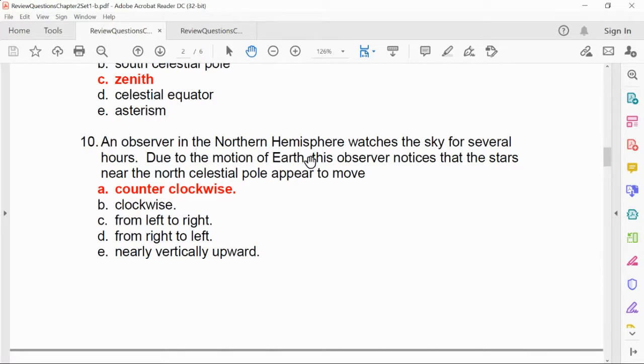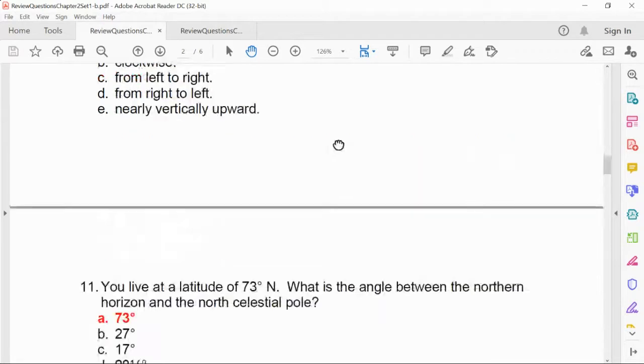An observer in the northern hemisphere watches the sky for several hours. Due to the motion of Earth, this observer notes that the stars near the North Celestial Pole will appear to move counterclockwise. Remember, we discussed this in the last lecture. We talked about clockwise, counterclockwise. So during the night, you notice that these constellations will actually rotate around in a counterclockwise direction.